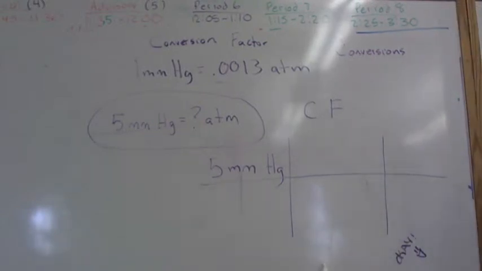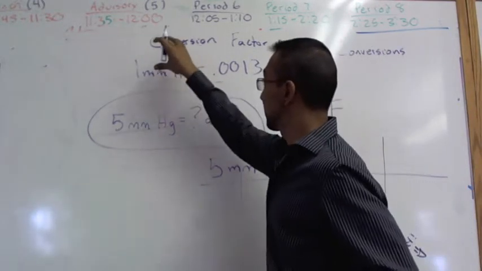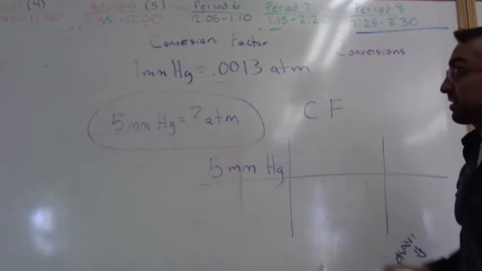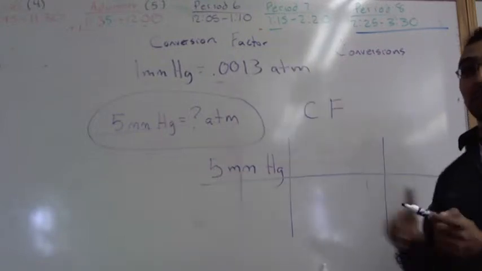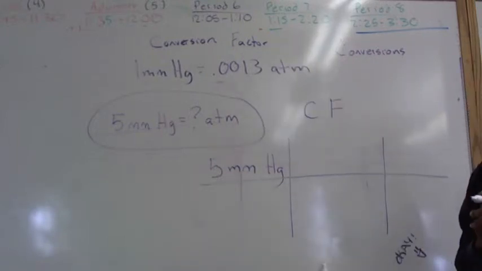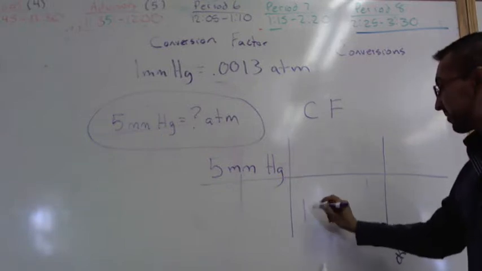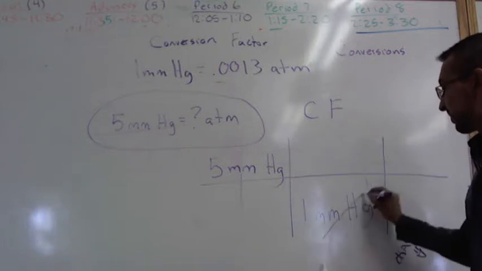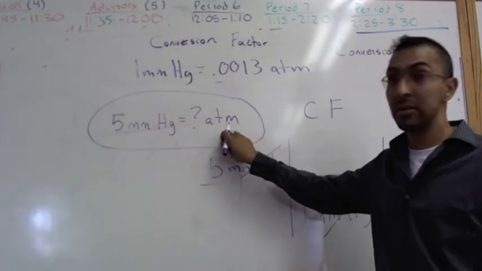So remember, the conversion factor is this guy. One of these sides of the equation is going to go on top. The other is going to go on the bottom. So we have to decide where to put it. This is our conversion factor. Put the 1 millimeter diagonal from it since they can cancel each other out. So yeah, we put the 1 millimeter of mercury down here. These two are going to cancel out. And that's what we want, because we already know how many millimeters of mercury we have. We want to know how many atmospheres we got.